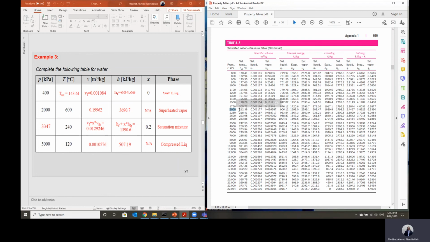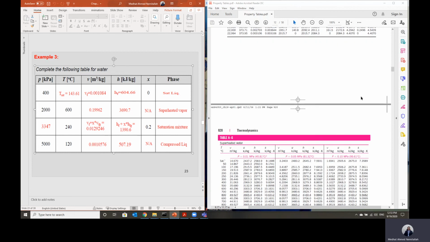With this pressure from table A5, I will get the saturation temperature. So T saturation is equal to 212. That means the given temperature is greater than the saturation temperature. T is greater than T saturation. So the state in this case is superheated. We don't have the value of x, not applied in this case. And at this pressure and this temperature, I can just use table A6.